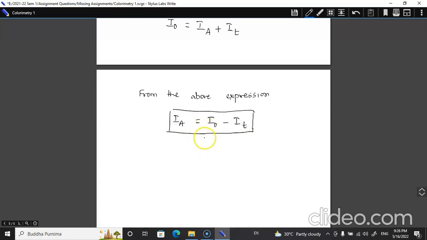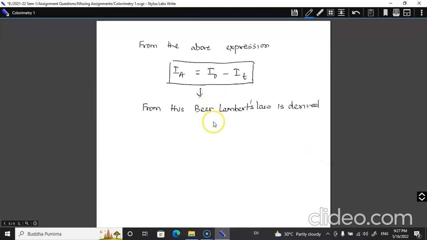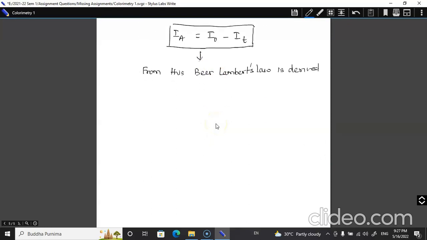From this, Beer-Lambert's law has been derived. So this is in detail about the theory behind the experiment.